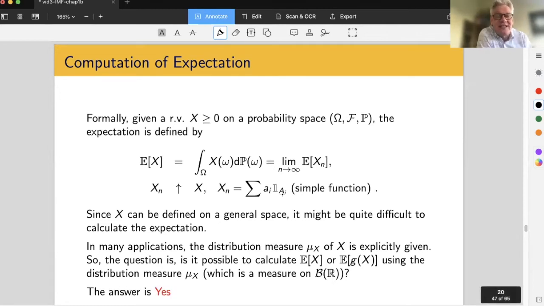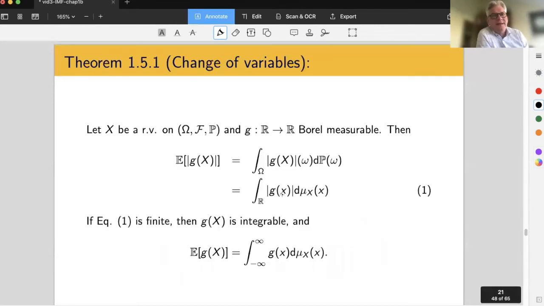And the answer is yes. And Theorem 1.5.1, the change of variables theorem, helps us with this. It allows you to replace your abstract probability measure by a more concrete one, which is the distribution measure. So let X be a random variable on (Ω, F, P), and let g be a function from R to R, Borel measurable.